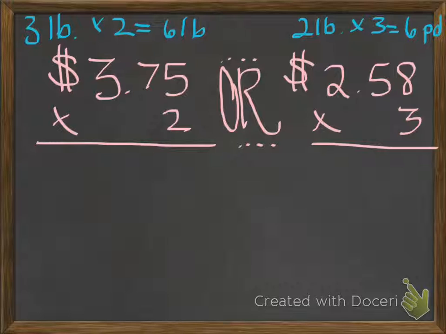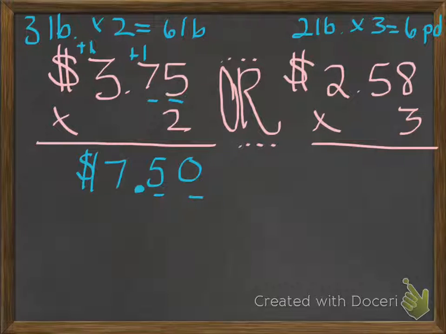Okay, so let's do the multiplication and see which is the cheaper combination. So we have $3.75 times 2. 2 times 5 is 10. Carry the 1. 2 times 7 is 14, plus 1 is 15. Carry the 1. 2 times 3 is 6, plus 1 is 7. There are 2 digits after a decimal point, so there need to be 2 digits after the decimal point in the answer. And this one is $7.50. Okay, so that's one combination.